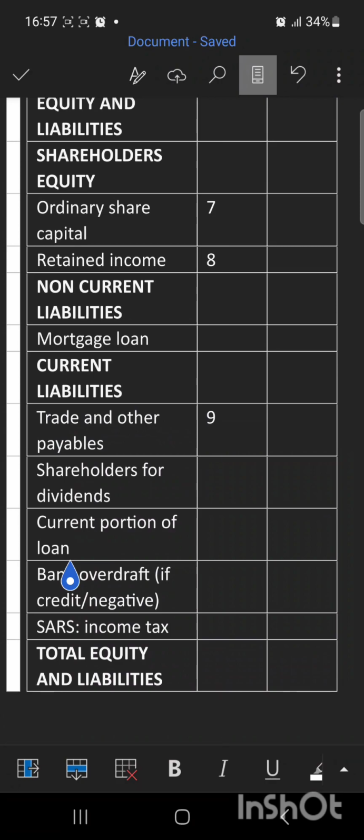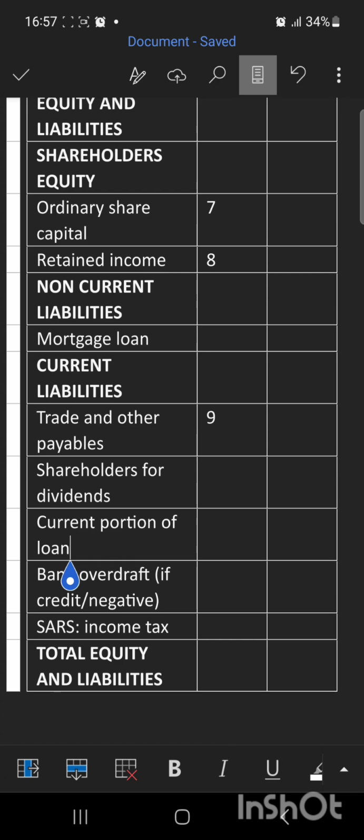And then if it's not given the closing amount, what you want to do is you are going to check your trial balance. You will also have a closing amount. So you are going to take the closing amount from the trial balance, you add your interest capitalized, and then you subtract your current portion of loan.